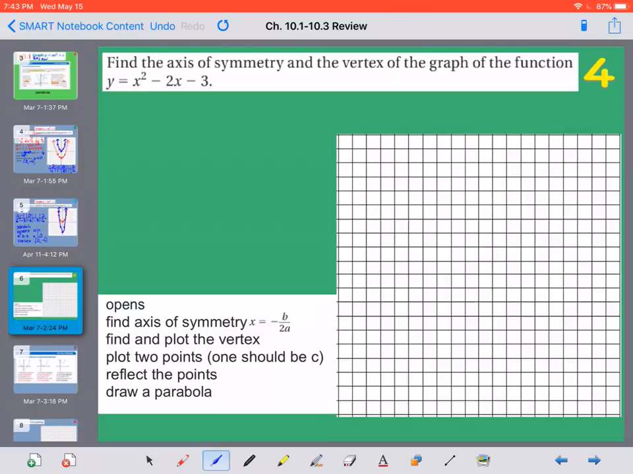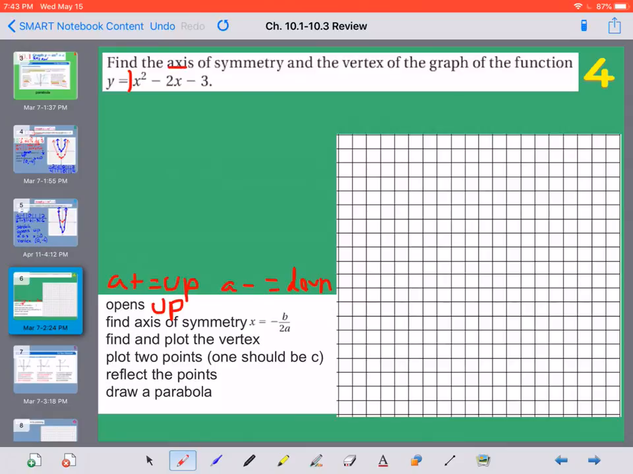Now we're going to go on to one that's a little bit tougher. This time we have a polynomial, or a trinomial I should say. This is a real quadratic function here, one that you'll be seeing most often. First thing I'm going to look and see is which way it opens. Well, if a is positive, then it's going to open up. If a is negative, then it's going to open down. In this case, our a is positive 1, so it's going to open upwards.